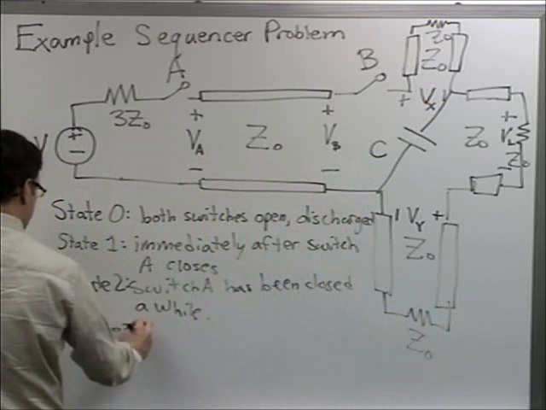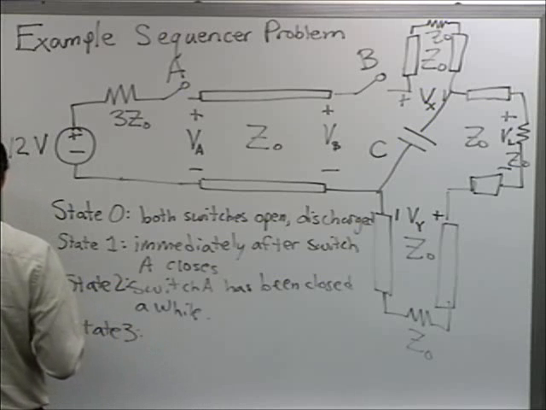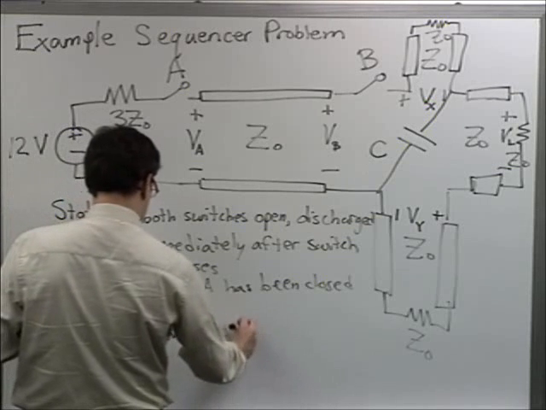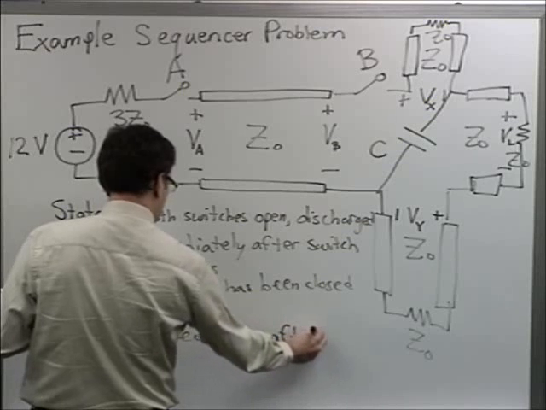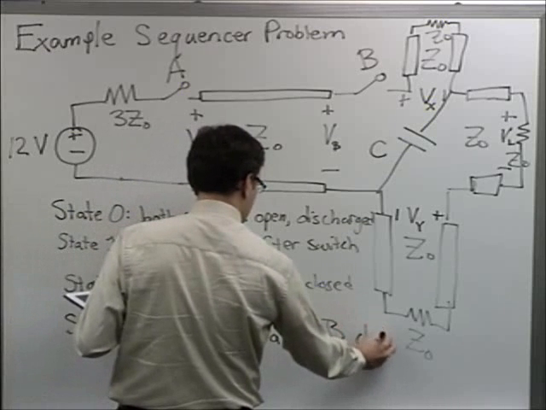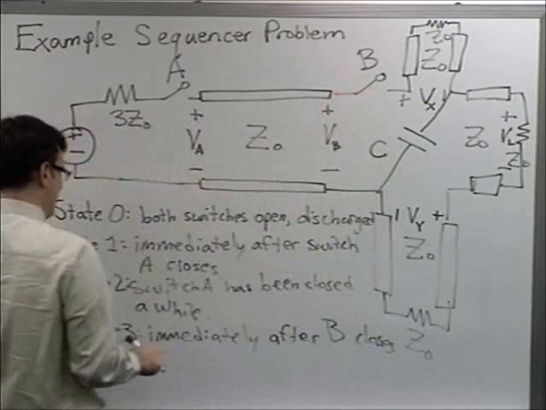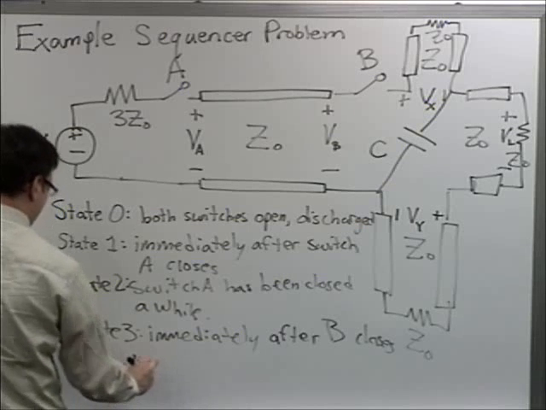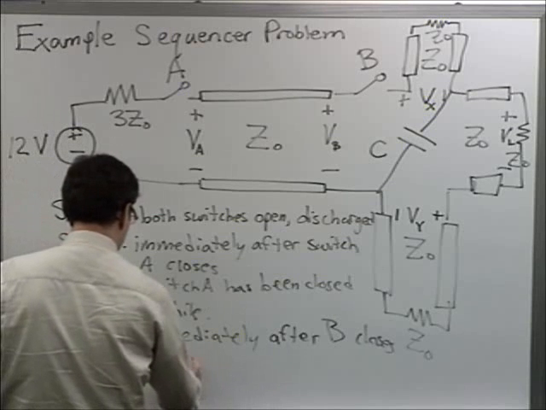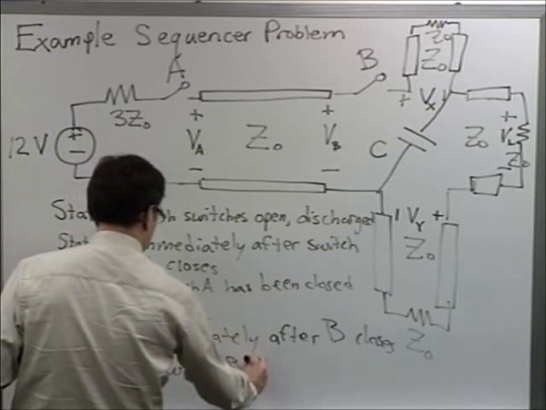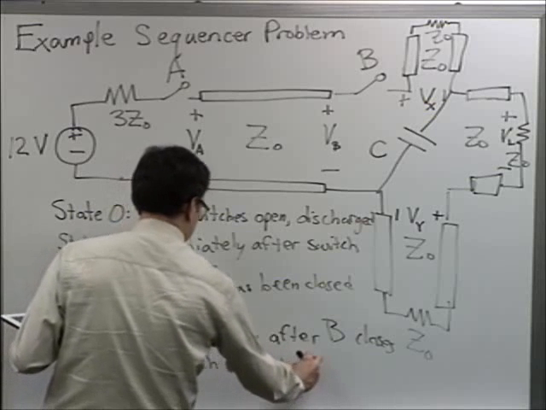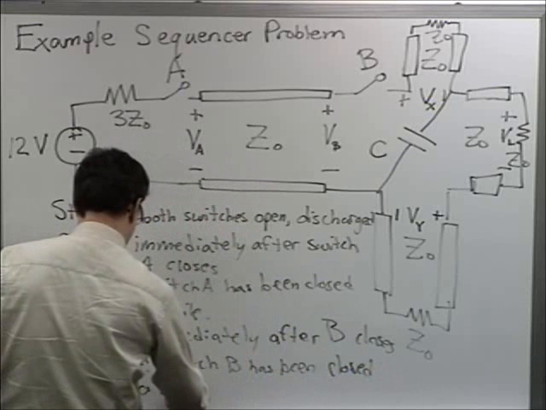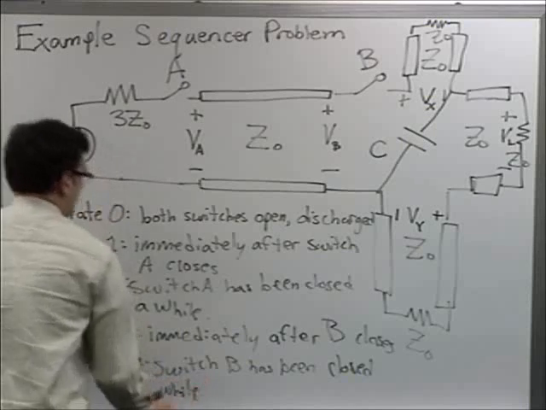State 3 is immediately after switch B closes, when that charge flips down. And then state 4 is switch B has been closed for a while. So those are the 4 states.